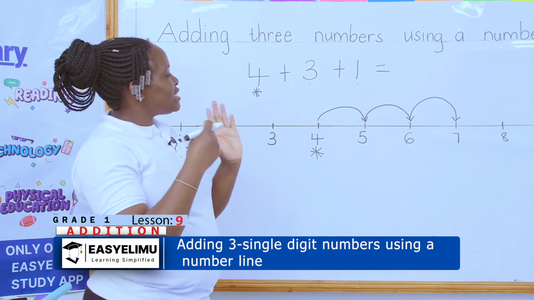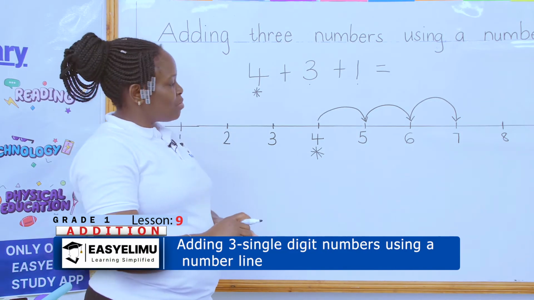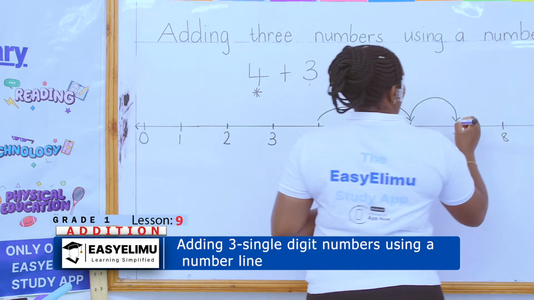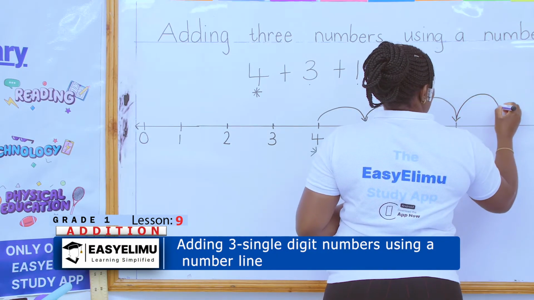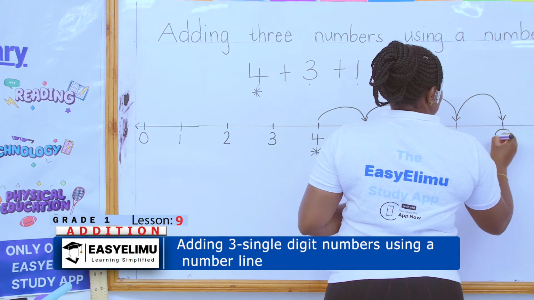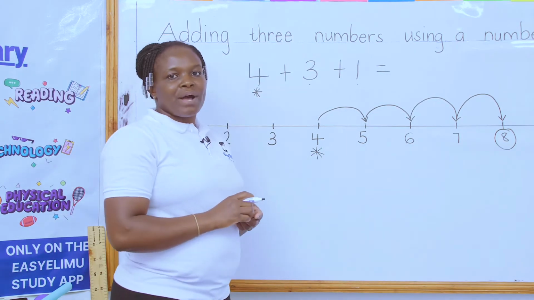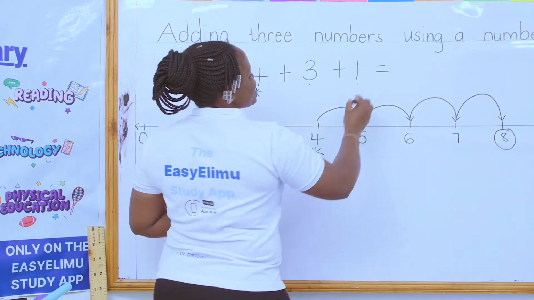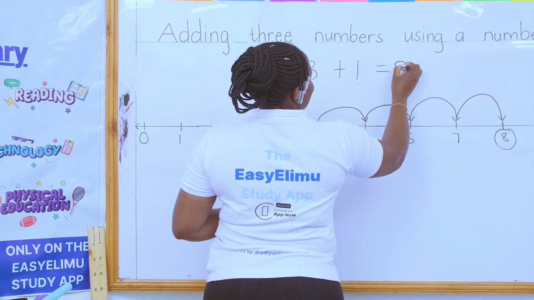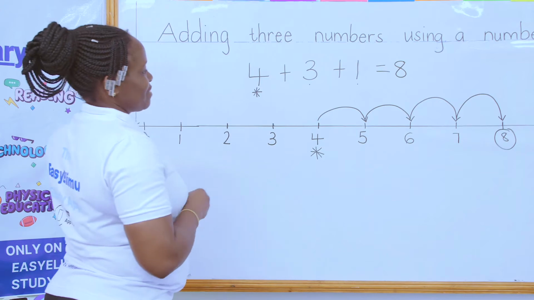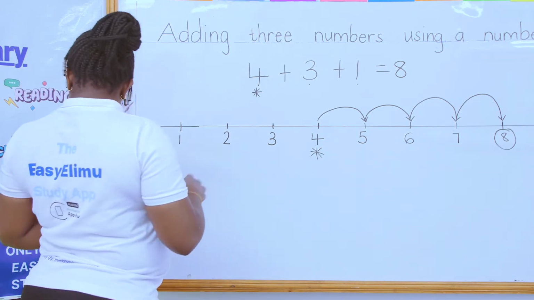So how many more steps am I supposed to move? I will move 1 more step. And where will I stop? What will be my answer? I will stop at 8, and that will be my answer. Are we together?